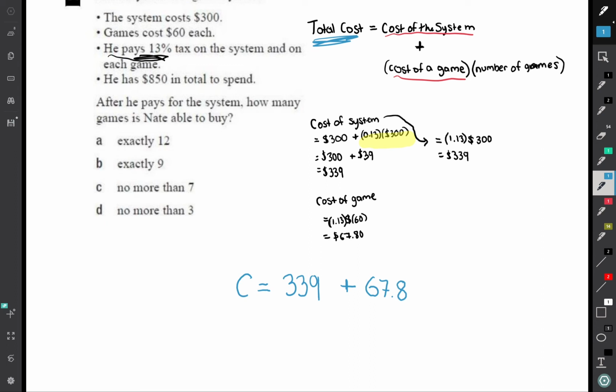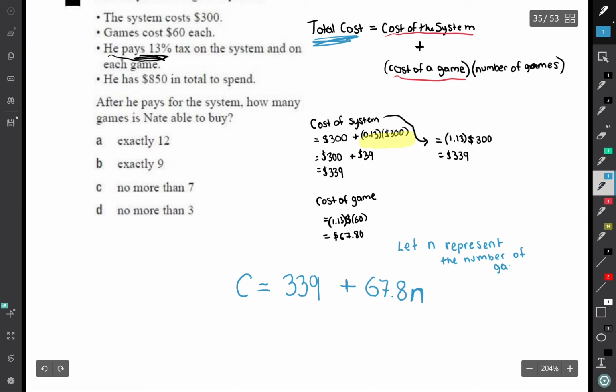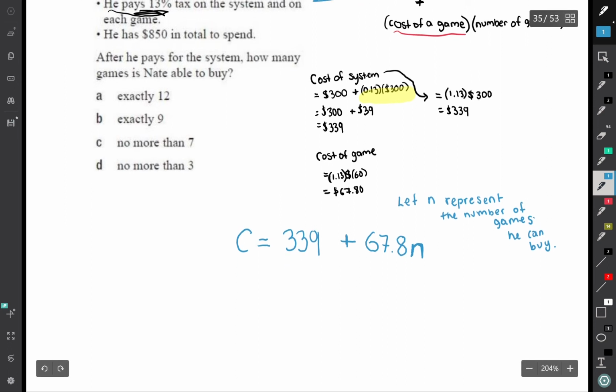We don't know how many games, so this is where we would put in our variable. We would say something like, let n represent the number of games he can buy. So there we go. Now we have an equation that we can solve to answer this question.